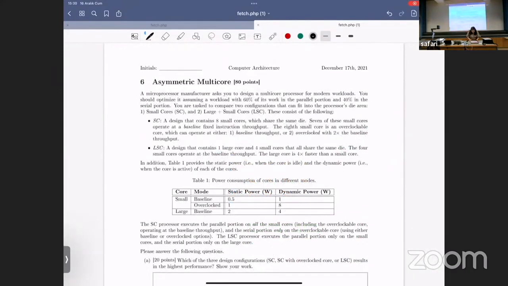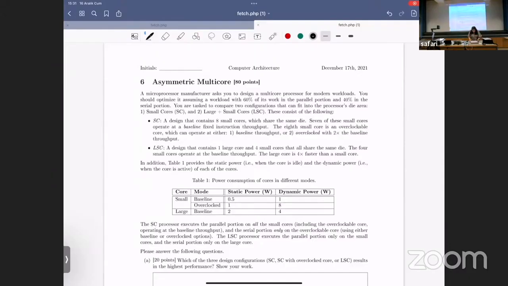Okay, so this question is asymmetric multicore. Let's go over it. A microprocessor manufacturer asks you to design a multi-core processor for modern workloads. You should optimize it, assuming a workload with 60% of its work in the parallel portion and 40% in the serial portion. You're asked to compare two configurations that can fit into the processor's die area. First one is small cores, SC, and the second one is large plus small cores, which would be LSC.